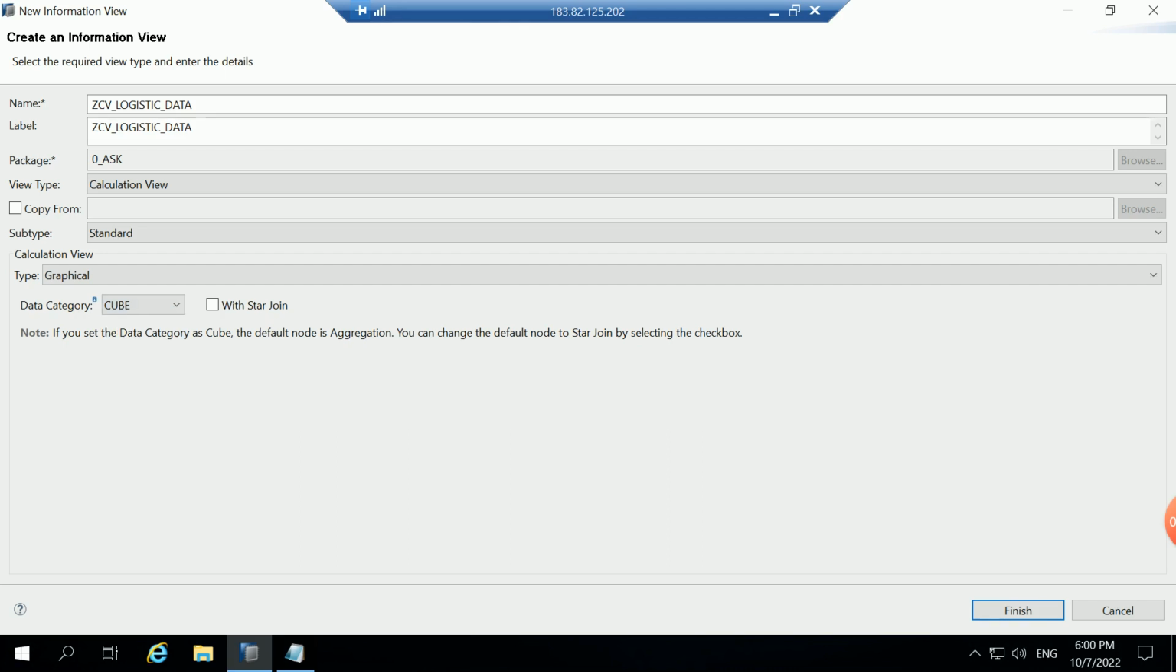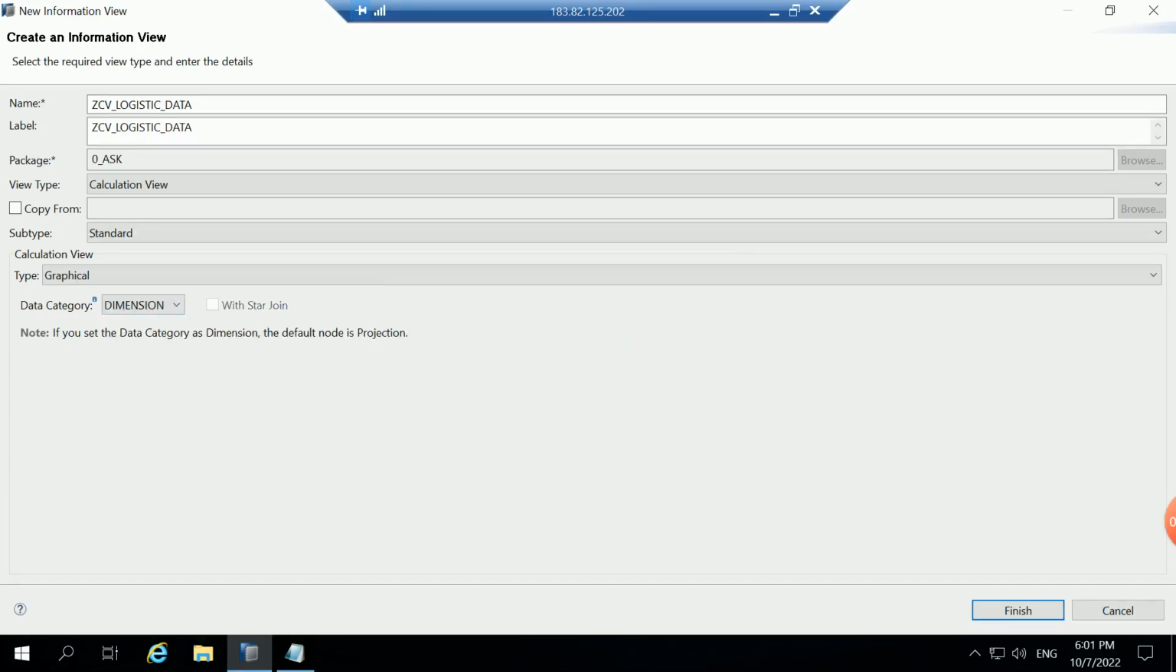So let me start with the cube. When you create a calculation view with data category as a cube, then you can see the star join option is also available. And the most important thing is that for this type you can create measures, and also this view is available for reporting. I'm highlighting this statement: cube type of view is available for reporting.